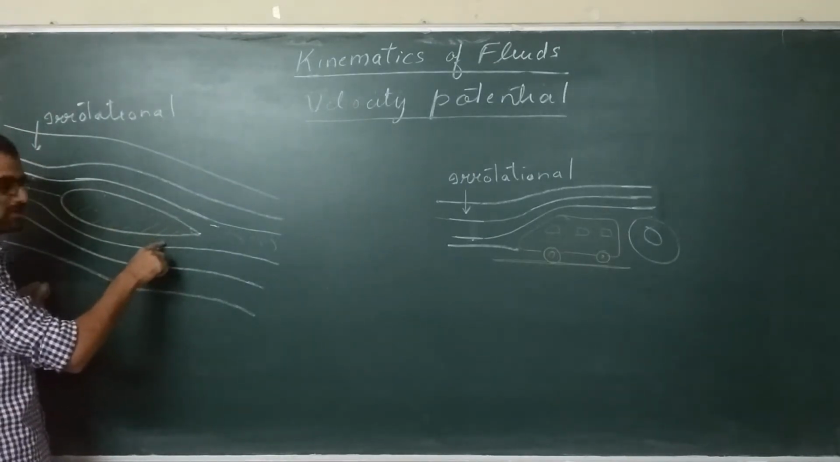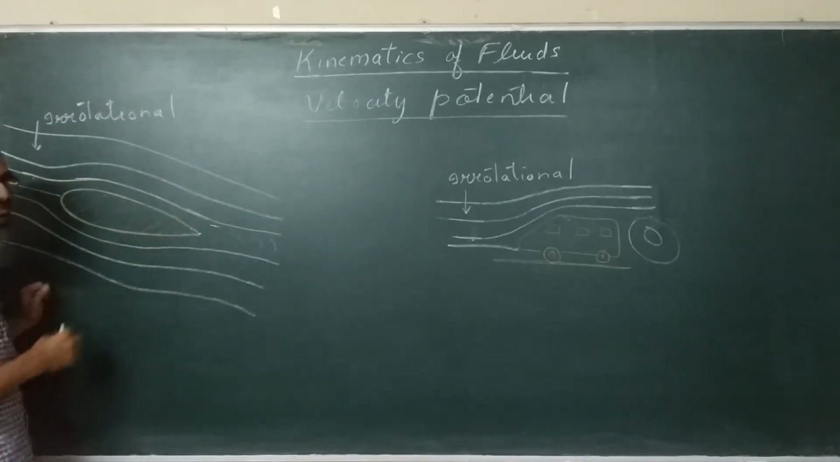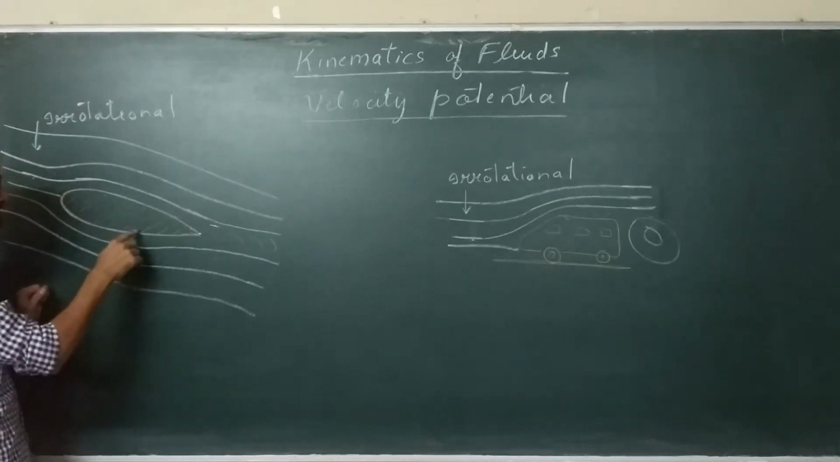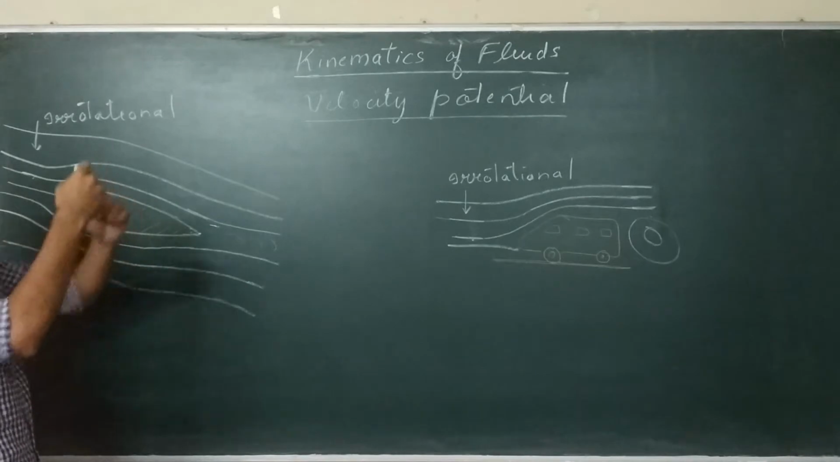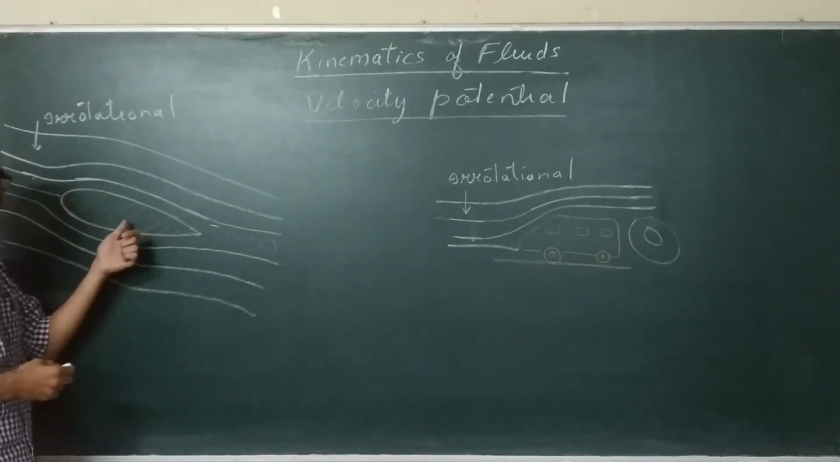Here you can see an airfoil. This is an object which is called an airfoil. Now flow is taking place over this airfoil. This shape resembles the shape of an airplane wing. If you cut the wing of an airplane, the cross section will look something like this.